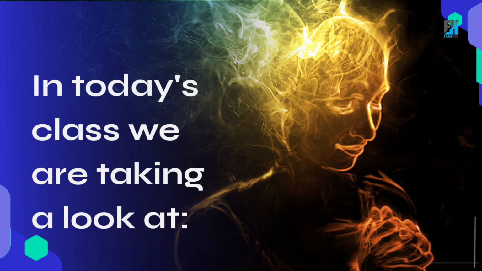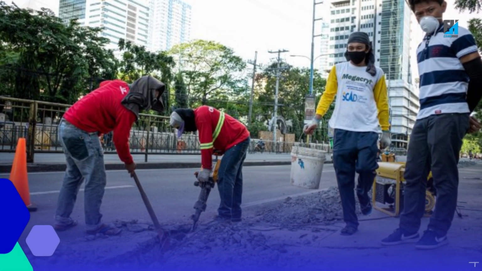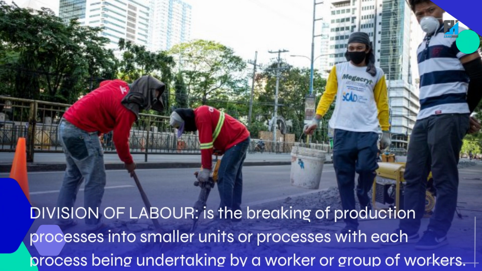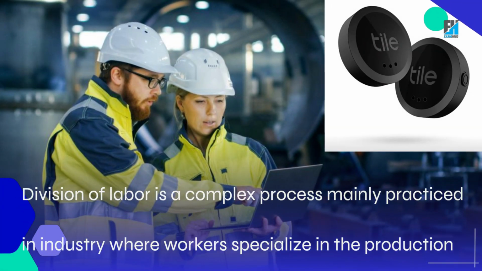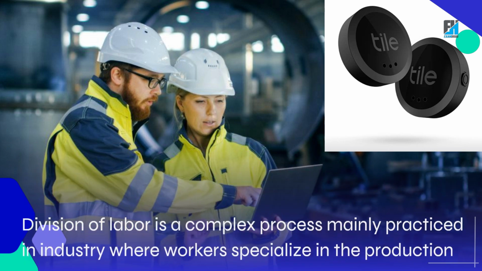In today's class, we are taking a look at division of labor. Division of labor is the breaking of production processes into smaller units or processes, with each process being undertaken by a worker or group of workers. Division of labor is a complex process mainly practiced in industry where workers specialize in the production of a small portion of a production and may not see the end product and may not make use of it.